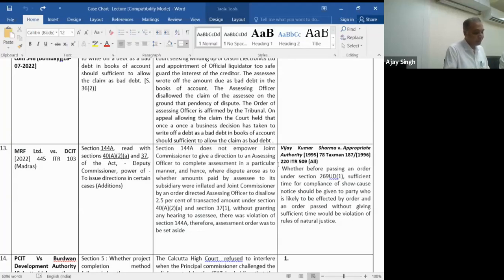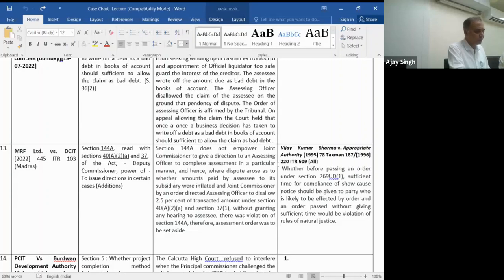Provided that no direction which is prejudicial to the SSC shall be issued before an opportunity is given to the SSC to be heard. The Explanation also says that, for the purpose of this section, no direction as to the lines on which the investigation connected with the assessment should be made shall be deemed to be a direction prejudicial to the SSC. So here was a case where the Joint Commissioner gave certain directions to the assessing officer to complete the assessment in a particular manner, which was challenged by the SSC before the court.